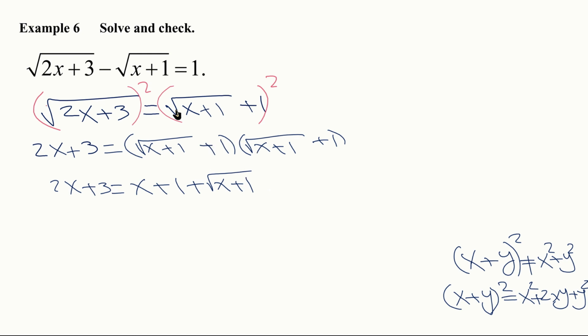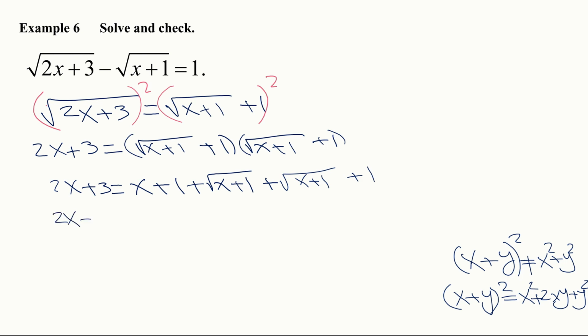Now we're going to distribute the 1. So we get plus 1 times square root of x plus 1, which is just another square root of x plus 1. And then plus 1 times 1, which is 1. All right, lots of 1s there, right?